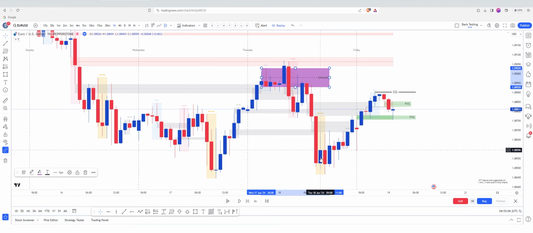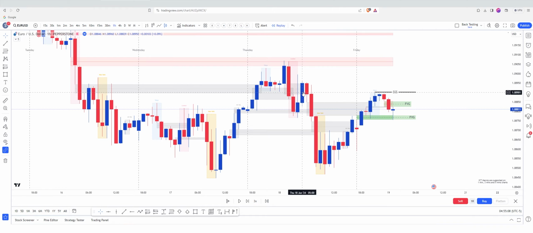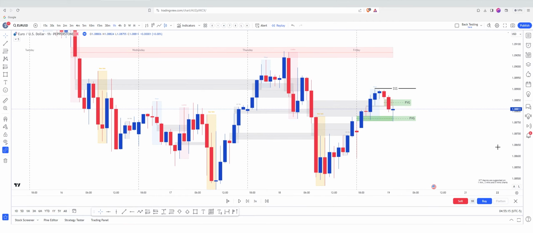And if we had been looking for shorts, then that would have played out much nicer. So again, given that we've had bearish displacement from yesterday, potentially shorts are more favourable today than yesterday. But again, very indecisive, consolidated price action.